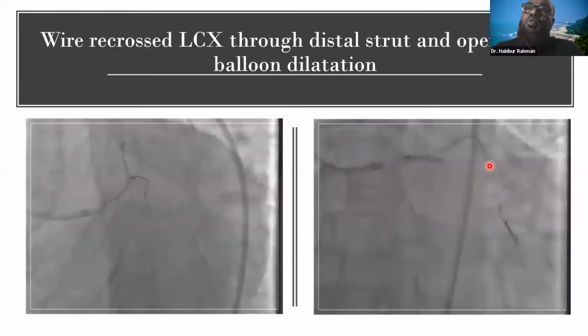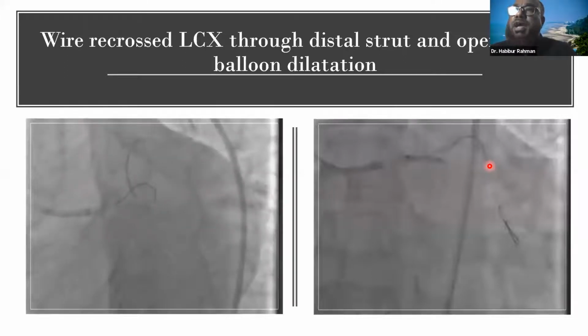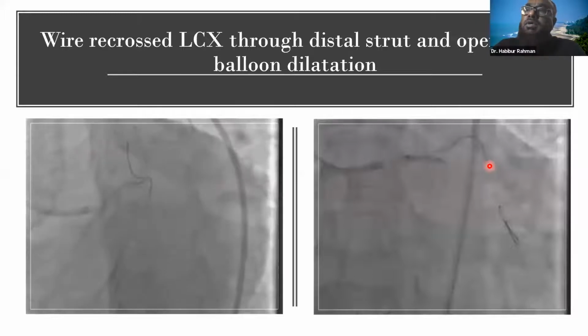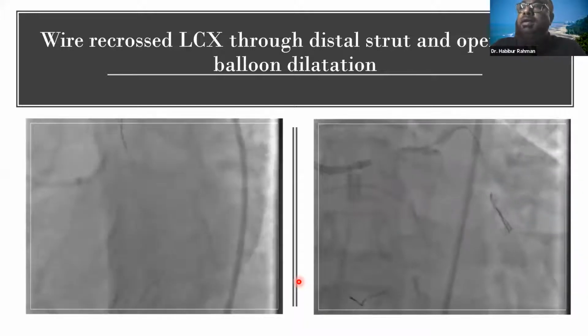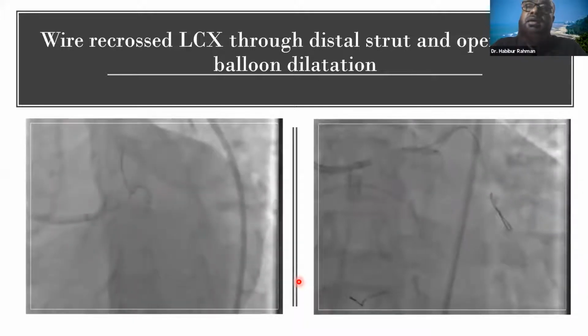Now, wire recross to the LCX through the distal strut and balloon dilatation. Of course, while wiring, it was very difficult. We took the help of a microcatheter. While wiring such an angle, you have to keep patience. You might need changes of wire. As mentioned earlier, you might need a hydrophilic wire.